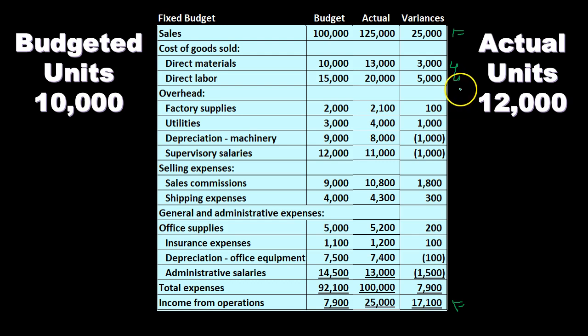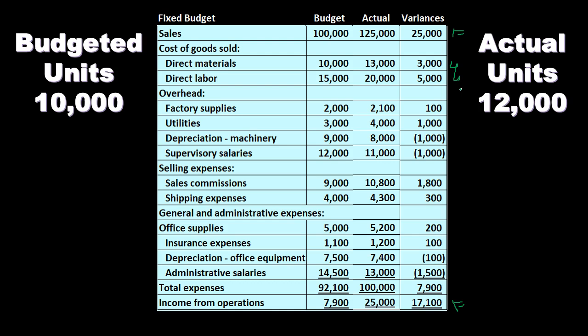But these unfavorable differences don't really give us enough to go in and improve with. It's not enough information for us to go in and make decisions on how we can better control our expenses or budget better.